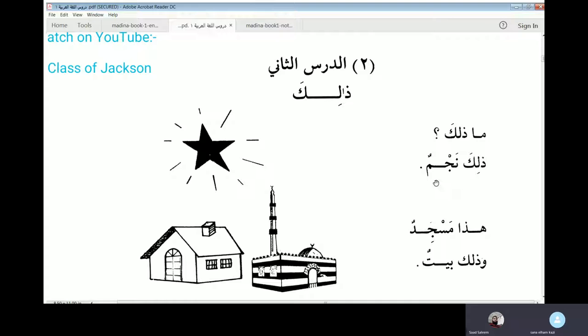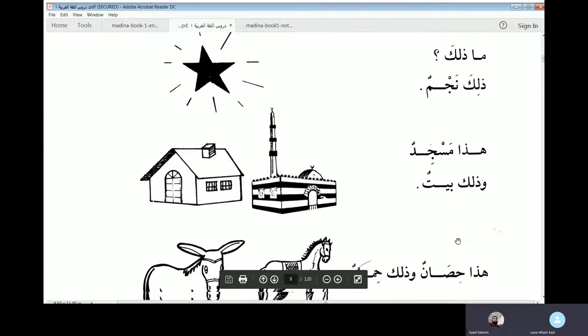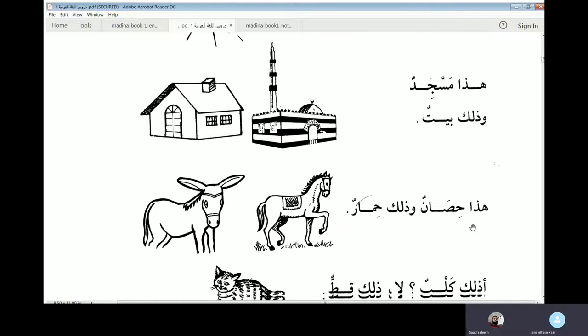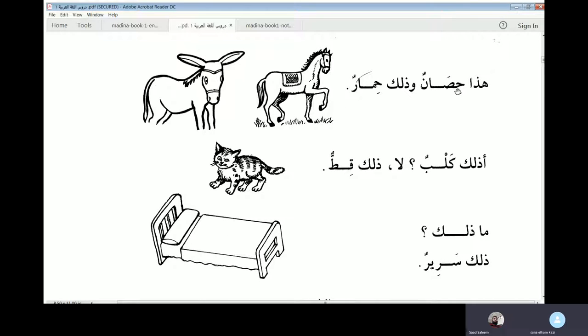Zalika najmun, that is a star. Haza masjidun, this is a mosque. Wazalika baytun, and that is a house. Haza hisanun, this is a horse. Wazalika himarun, and that is a donkey. Azalika kalbun, is that a dog? La, no. Zalika khittun, that is a cat.